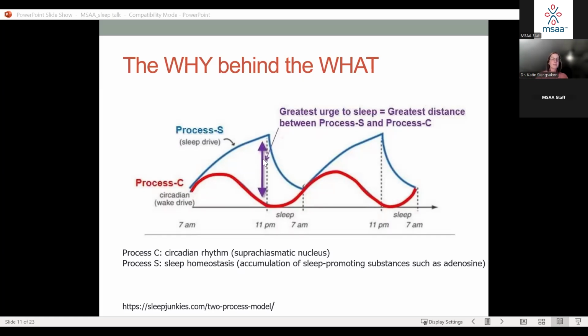And so we want there to be as much distance as possible between that wake drive and the sleep drive. And so what we focus on in cognitive behavioral therapy for insomnia are processes and strategies to both strengthen that sleep drive as well as strengthen that circadian rhythm. And we'll talk about ways that you can go about doing both of those things.